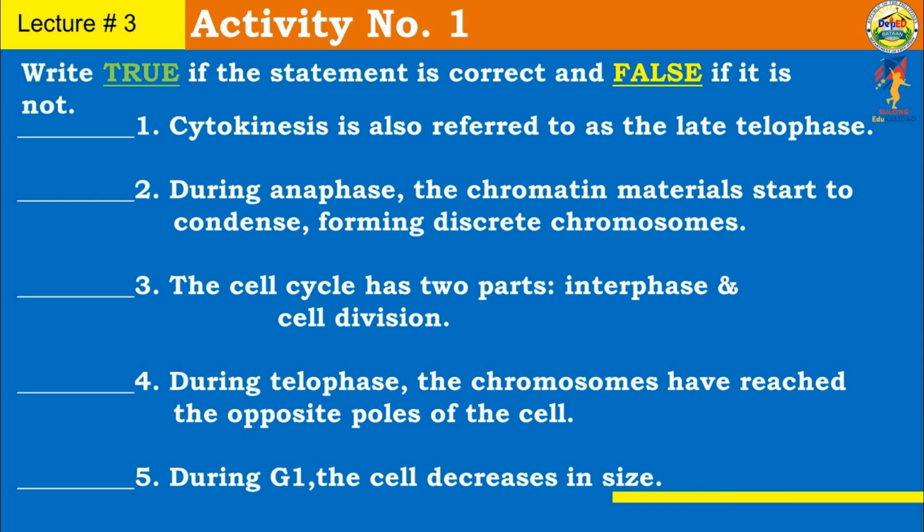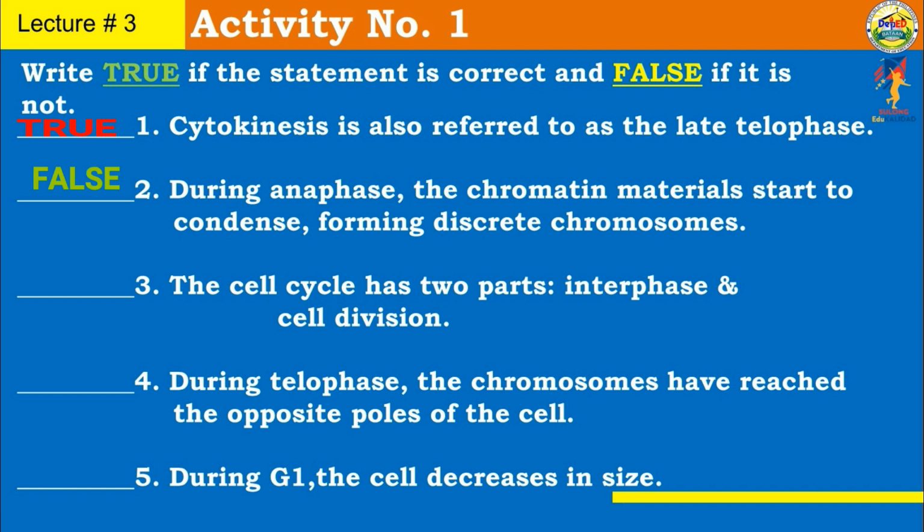Okay, let's check your work. For statement number 1, cytokinesis is also referred to as the late telophase. The correct answer for number 1 is true. For statement number 2, during anaphase, the chromatin materials start to condense, forming discrete chromosomes. The correct answer for number 2 is false.